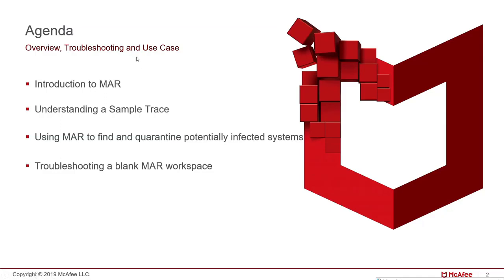Then I will run a sample trace and show you exactly what information is reported to the MAR workspace from that test file. From there, we'll use that sample trace to do a demonstration of using MAR to quarantine potentially infected systems and how to prevent any new executions of that potentially malicious file from executing anywhere else in the environment. We'll conclude the presentation with an overview of how to troubleshoot and diagnose why the MAR workspace can sometimes appear blank with no trace data available.